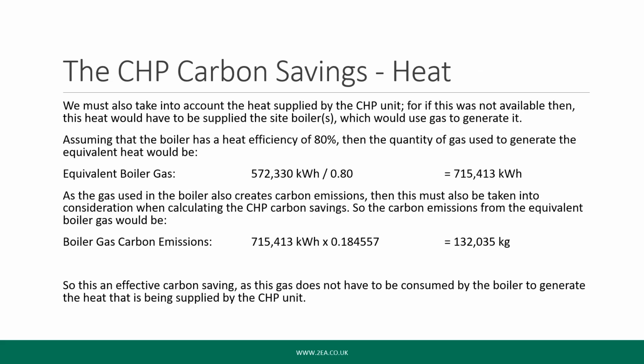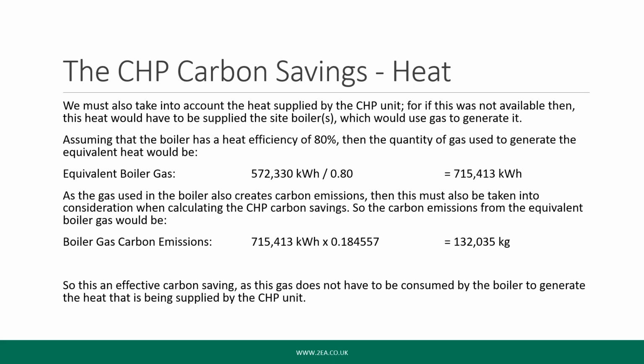We must also take into account, as before, the heat supplied by the CHP unit, as once again this heat would have to be supplied by the boilers and gas consumed by the boilers, and therefore the equivalent boiler gas would be as shown, which will give you 715,413 kilowatts of gas to generate the equivalent amount of heat.